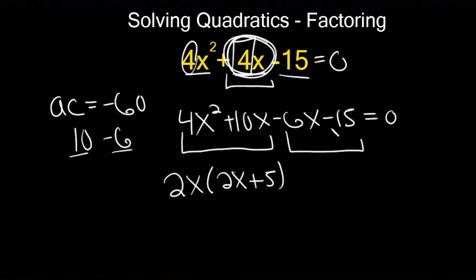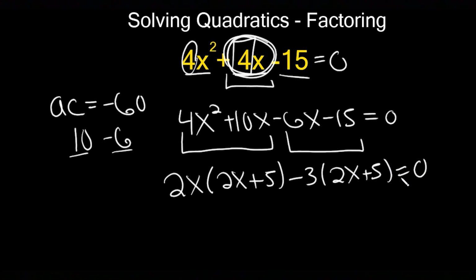Looking at my second set here, I can pull out a negative 3, right? And that is it. So I can pull out a negative 3. And that will leave me with 2x and then plus 5. Okay? And then again, this will all be equal to 0.